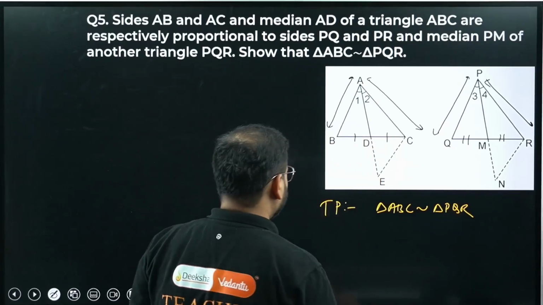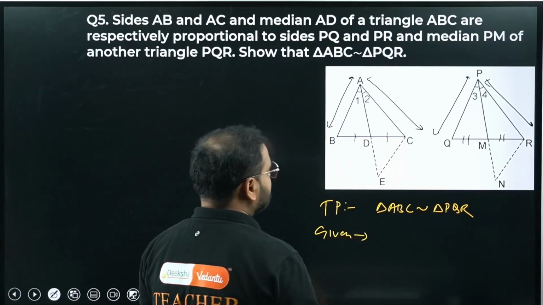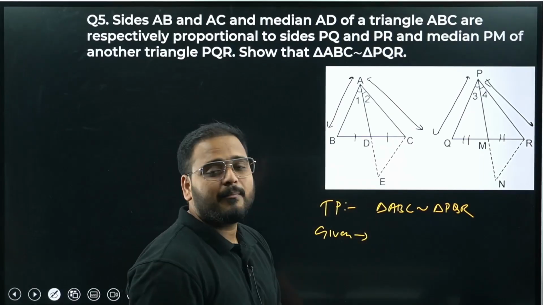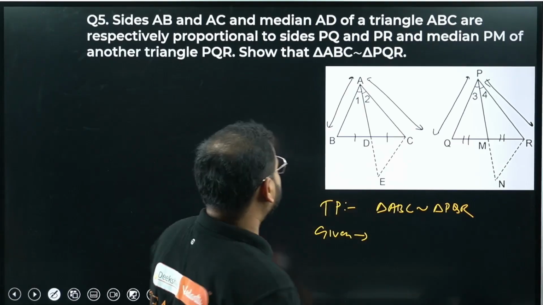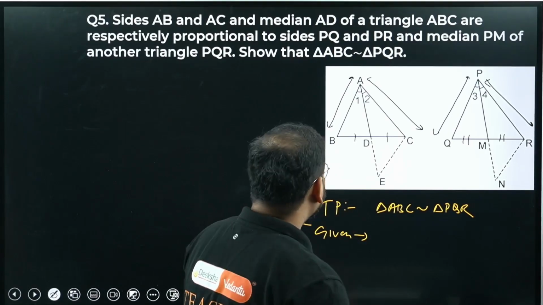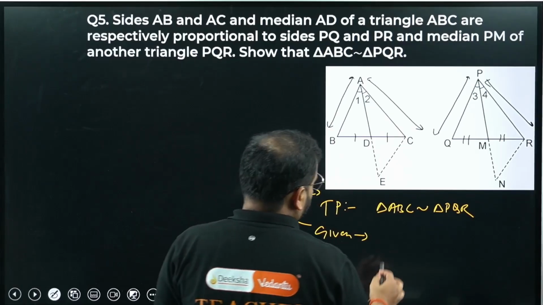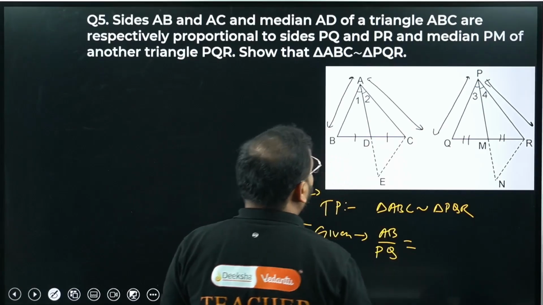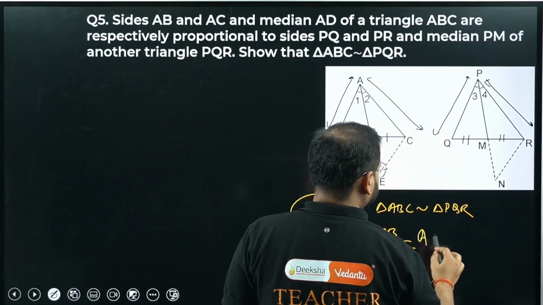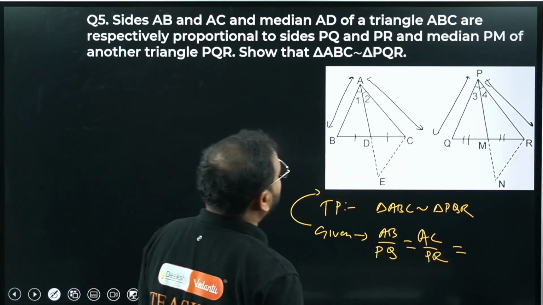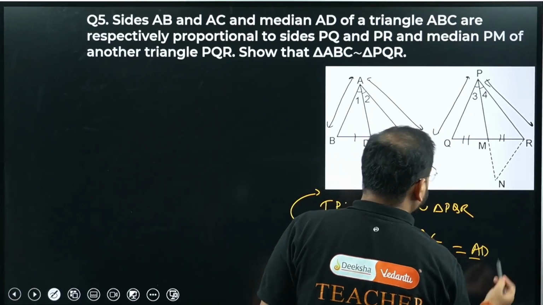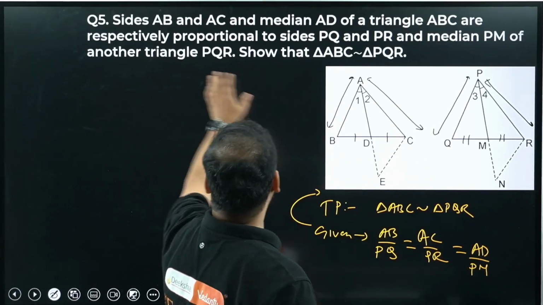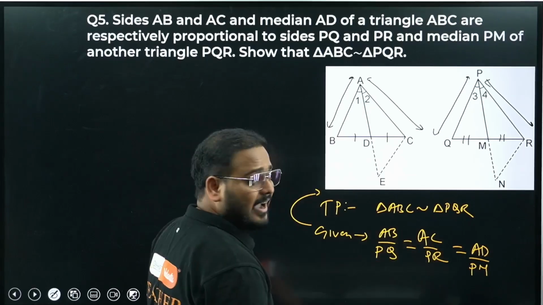Let's look at the given condition. How can you reach there? First look at the given condition. If you're writing the answer, given comes before the to-prove part, but I just wrote it this way. Don't get confused, just write the given over here first. What is the given condition? Side AB to side PQ, the corresponding side, equals AC to PR, which equals AD to PM. Medians are also proportional. This is given equal.